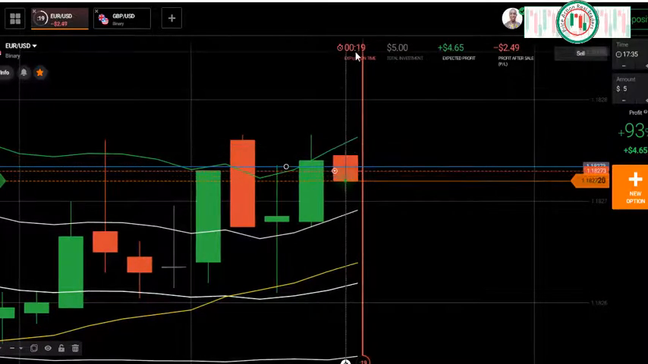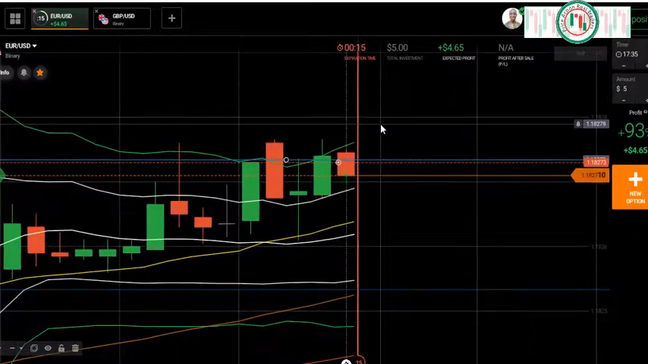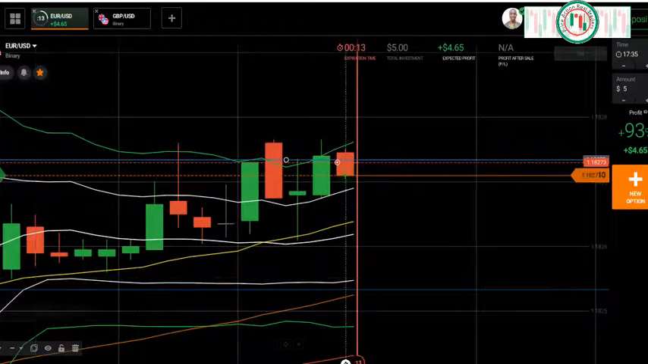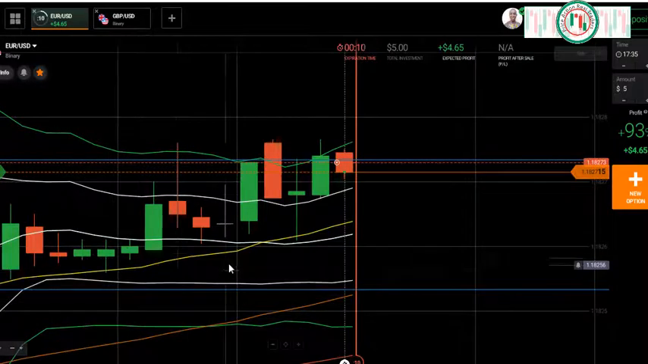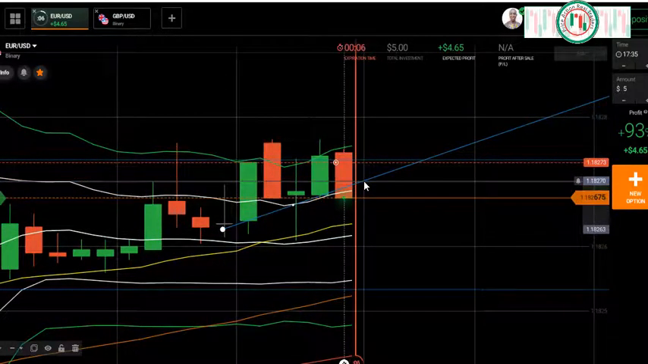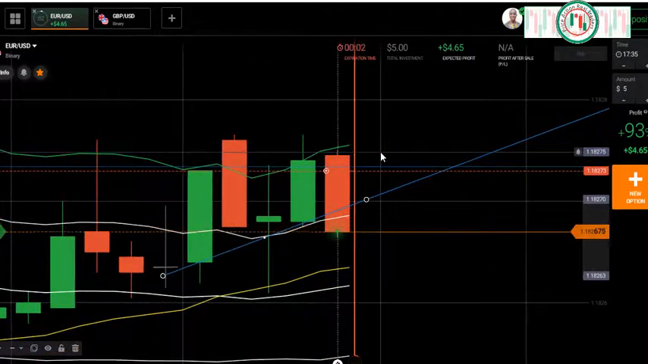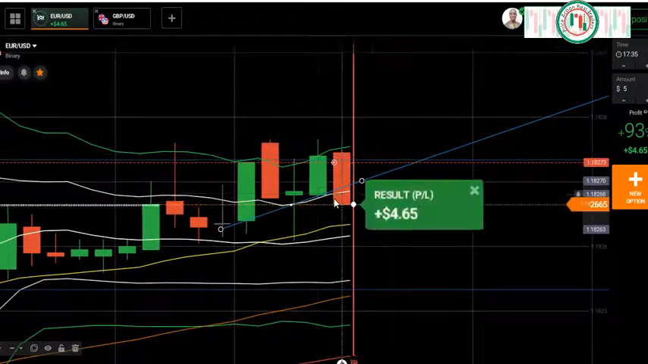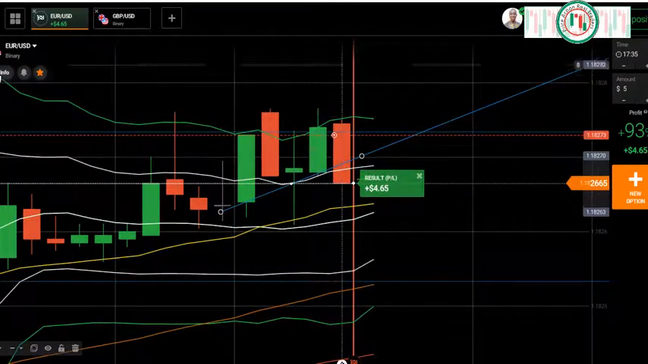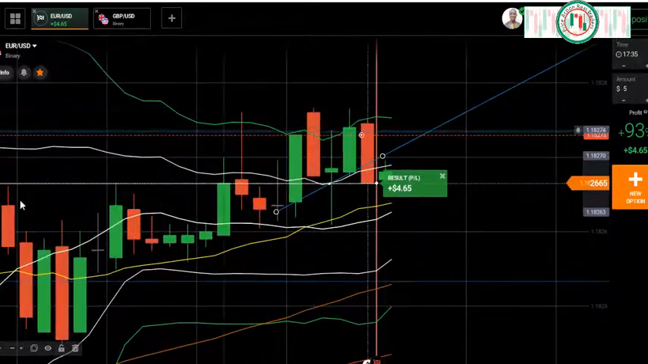So let's see, we have 19 seconds. This candle must close at least, yes, here it will close here. So that's why I place my trade put option. So you see, strong candle. Let me explain why I took this trade.